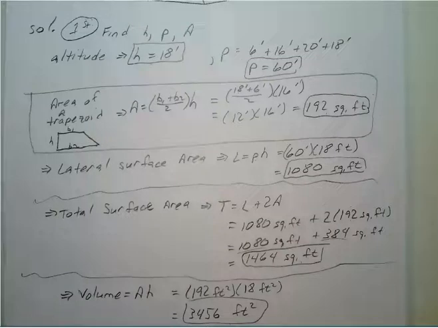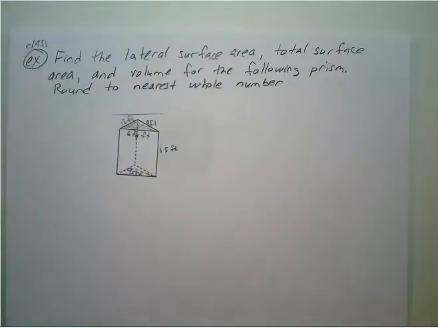Okay, so hopefully you're starting to get the idea. If you're still writing, by all means, feel free to press pause. But we're going to go ahead and move on to our next example. You want to find the lateral surface area, total surface area, and the volume for the following prism. Round your answer to the nearest whole number. So go ahead and press pause and try to solve this one on your own.